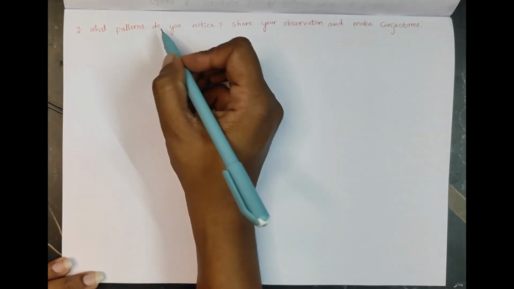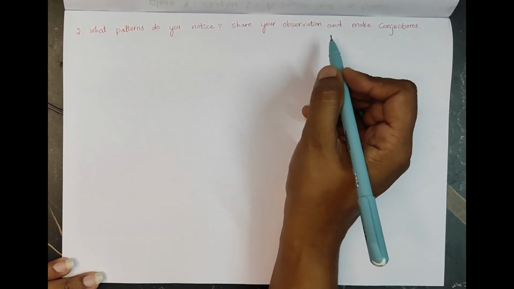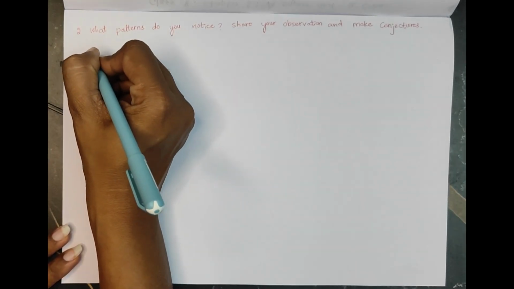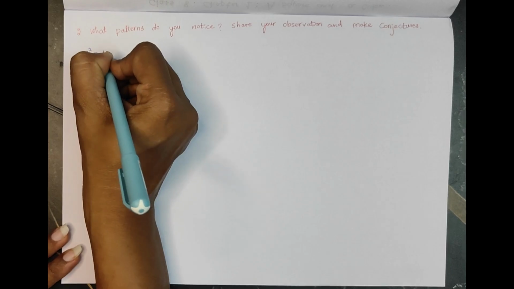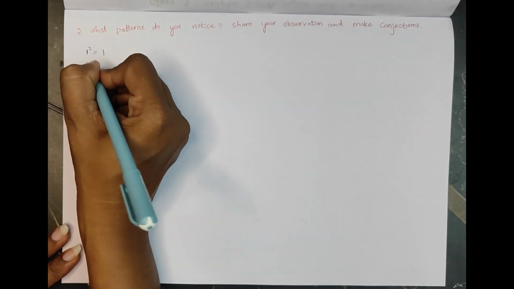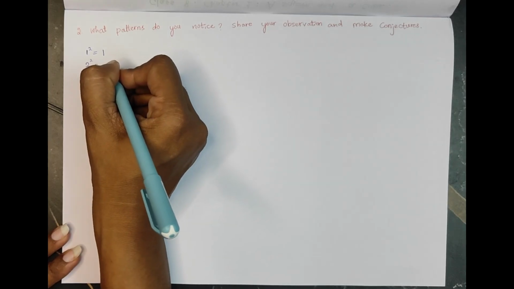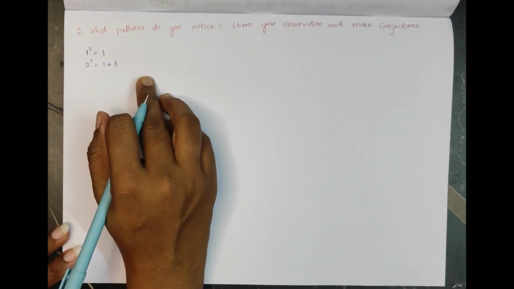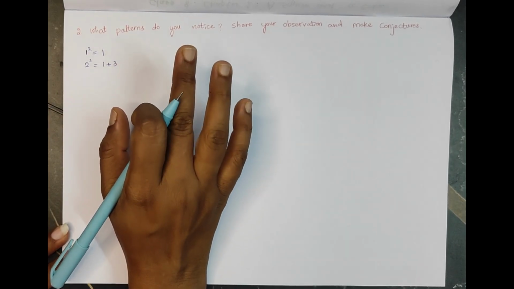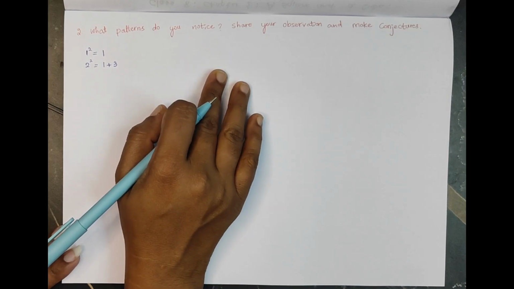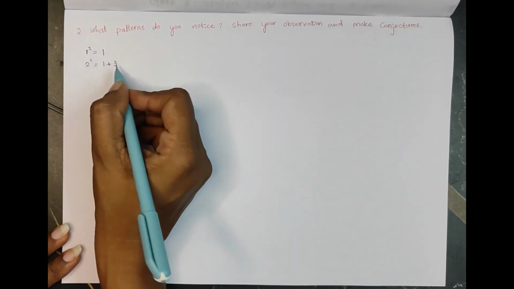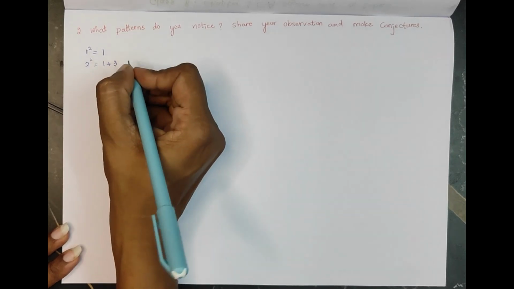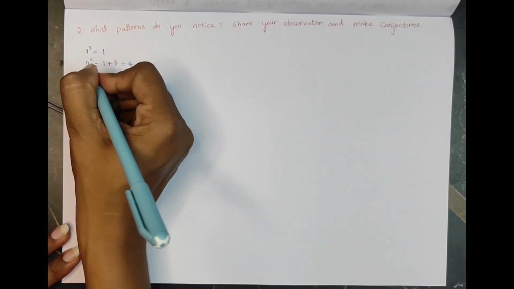Okay, second question is, what patterns do you notice? Share your observation and make conjectures. So first one, let us write 1 square. 1 square is 1. 2 square is 1 plus 3. So we notice that the sum of consecutive odd numbers is a perfect square. For example, 2 square, 1 plus 3. 1 is odd and 3 is also odd. If you add both of them, we will get 4.